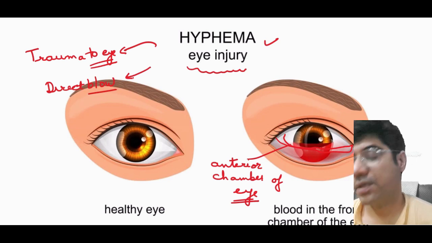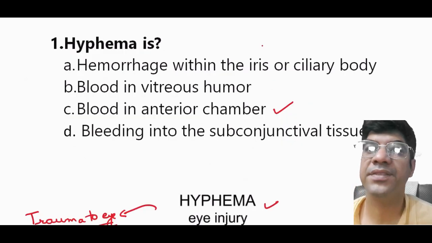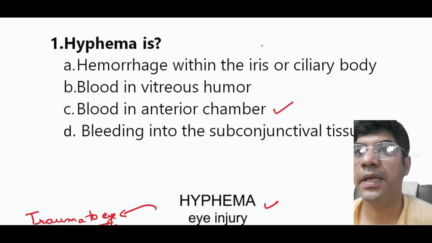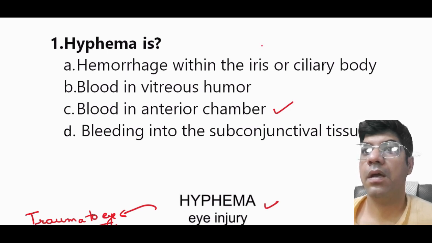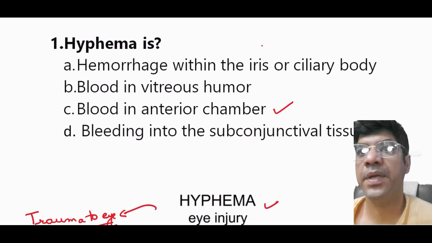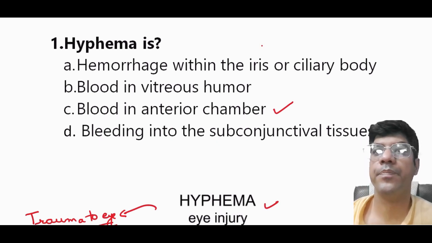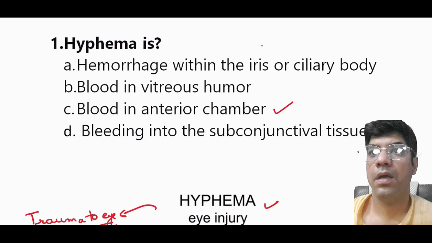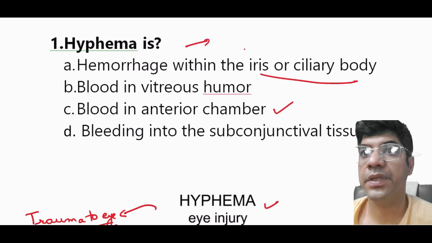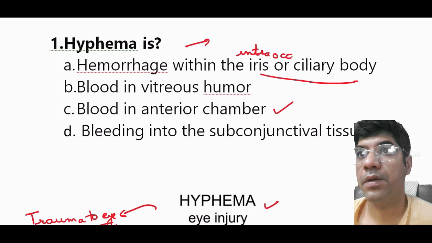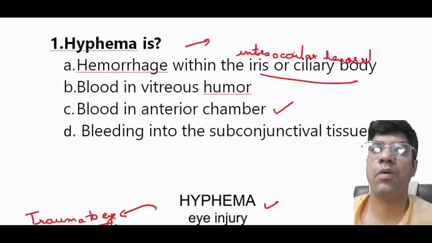The second option: when the blood vessels in the iris or ciliary body are disrupted, it can cause bleeding within the structures. The first condition is hemorrhage within the iris or the ciliary body. The term we use, remember, is intraocular hemorrhage, or intraocular bleeding.